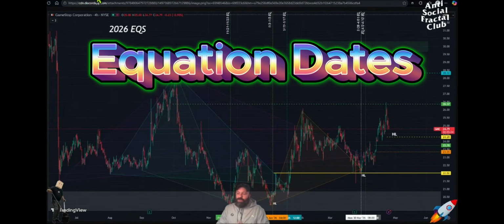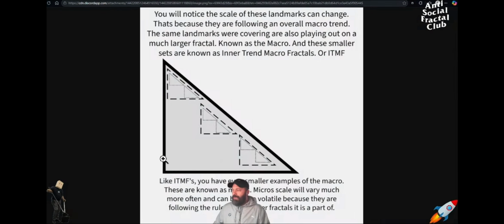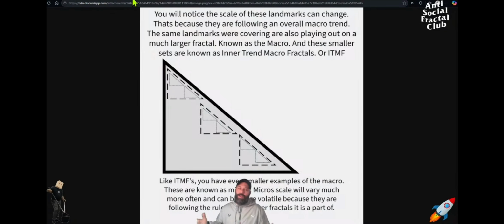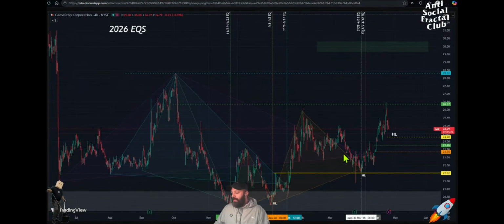Equations. I'm going to briefly explain what the equation is and how we utilize it as a tool. I showed you in the model here, all basic fractal landmarks are in the shape of a right triangle. So the equation utilizes pulling lows and high points to forecast future volatility points. That's how the equation works. I don't want to break it down too much, but that's the idea of it. You're using time and price to forecast future volatility points.